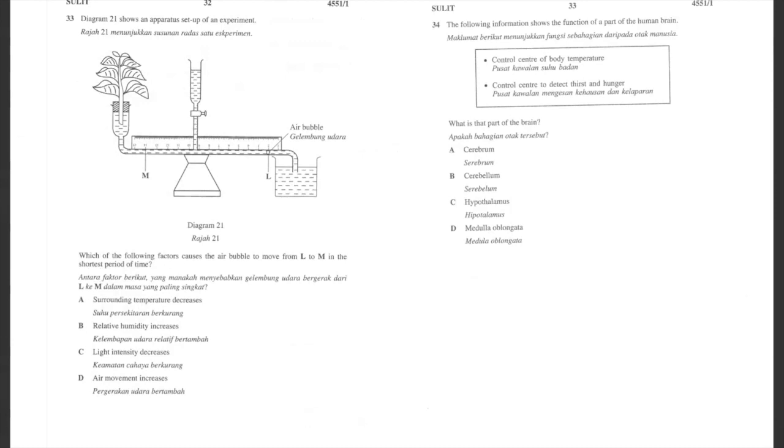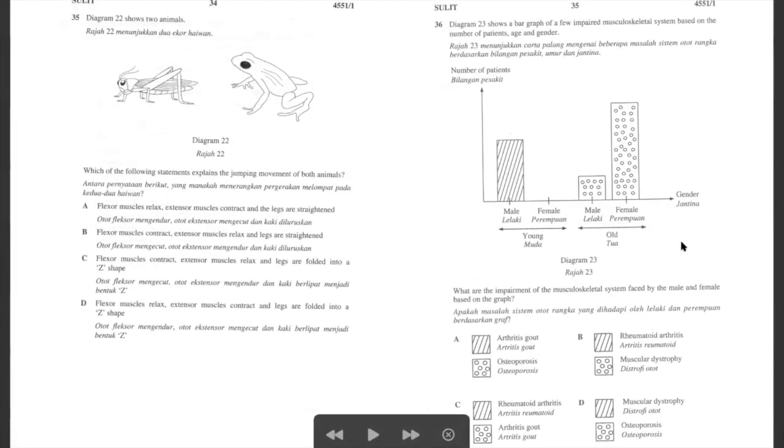Okay, hypothalamus. Okay, 35. Which of the following explain the jumping movement of both animal? Yang ni awak kena ingat lah nama muscle dia semua ni. So 35, the answer is A. Flexor muscle relax, extensor muscle contract and the leg will be strengthened. Sebab tu dia boleh melompat. Leg tu kena strengthen. Ini fakta juga awak kena tahu.